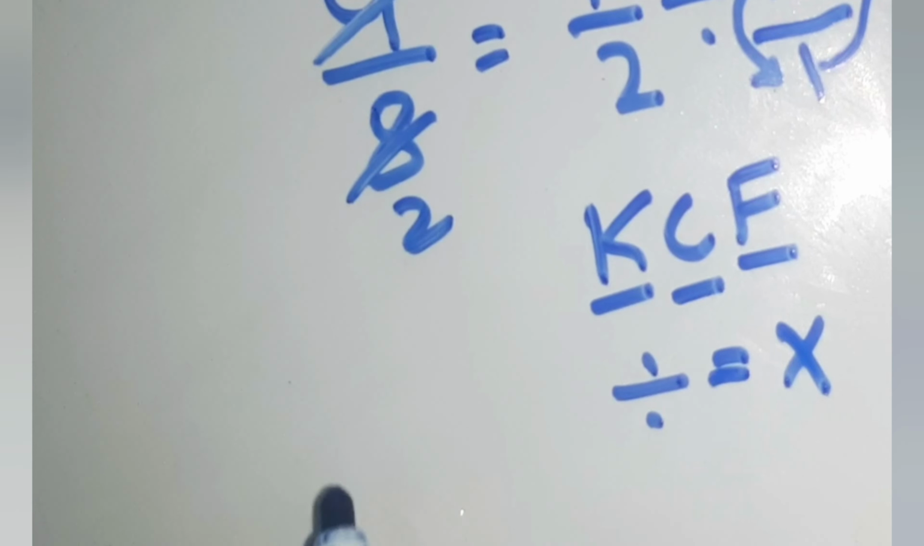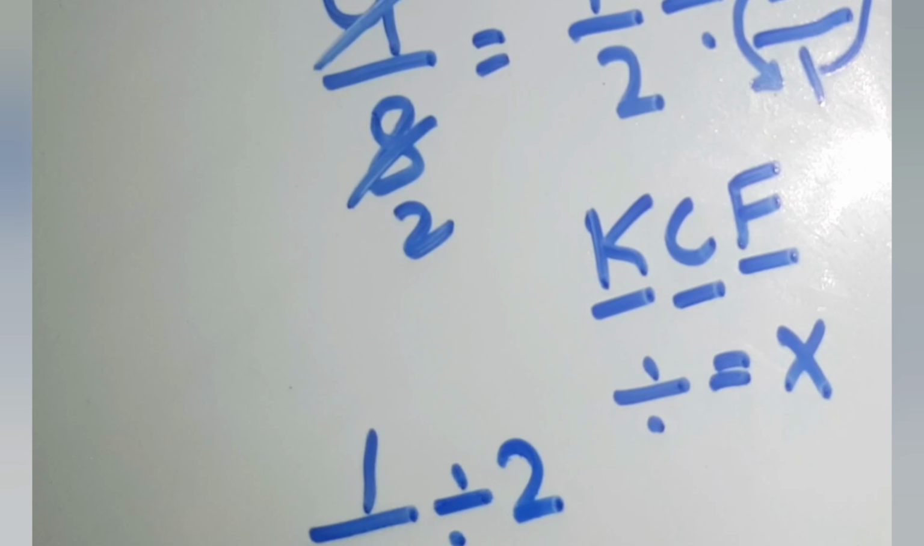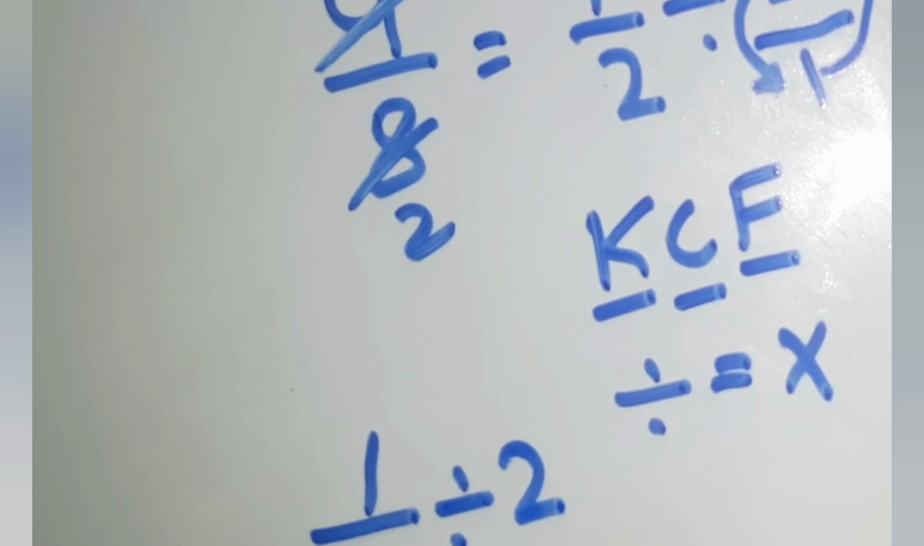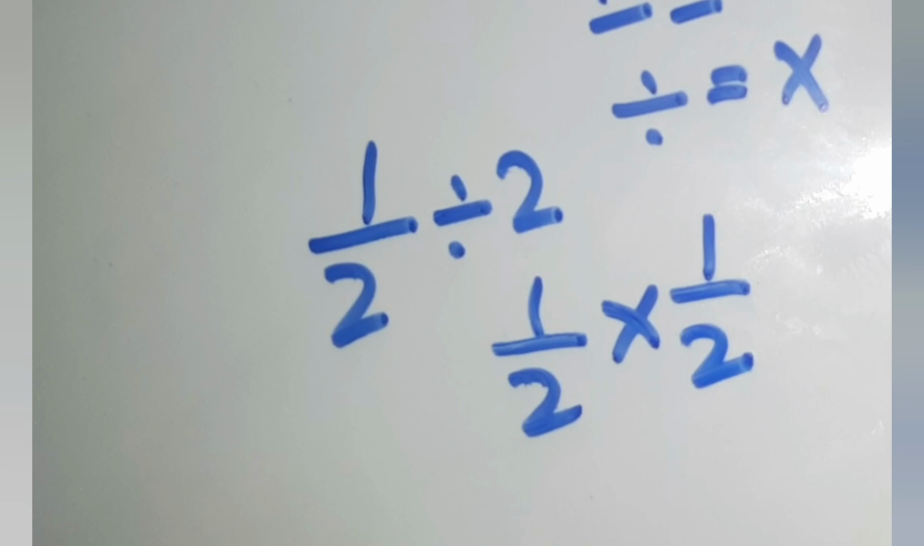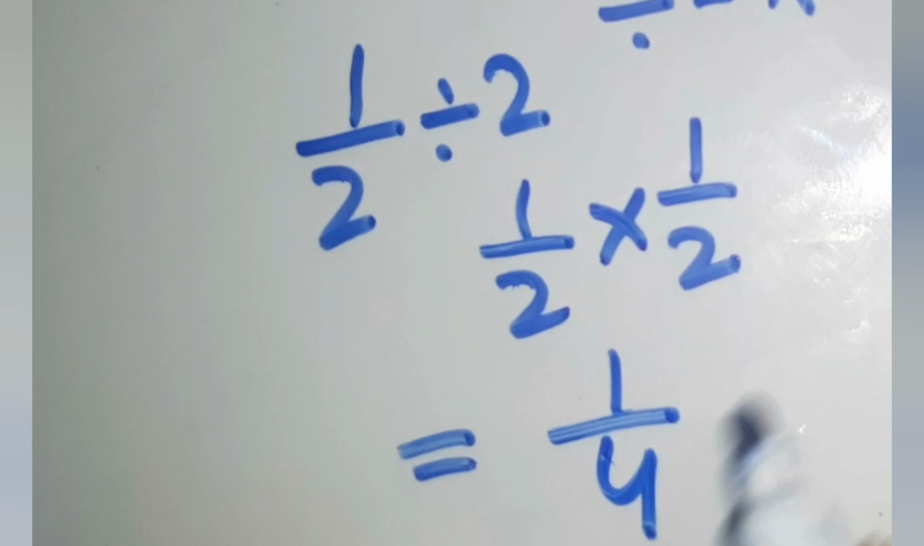So finally, 1 upon 2 divided by 2 is equal to 1 upon 2 times 1 upon 2. So the final answer is 1 upon 4. This is the right answer.